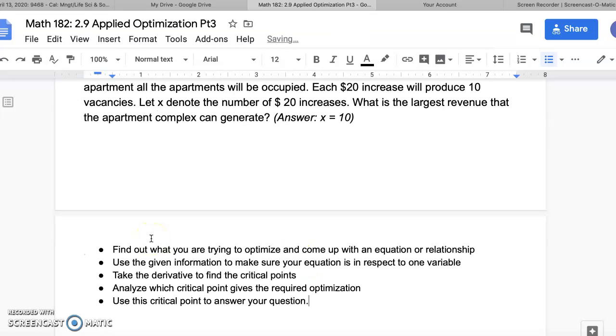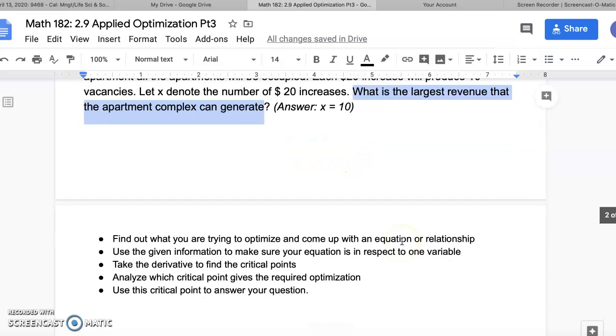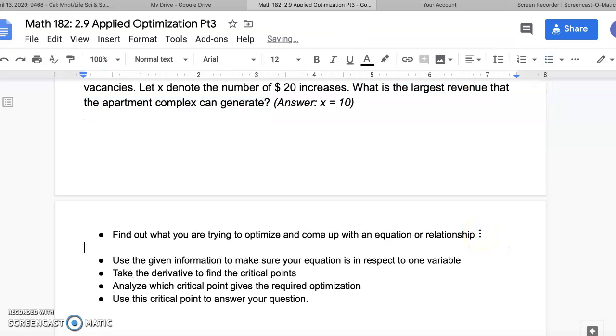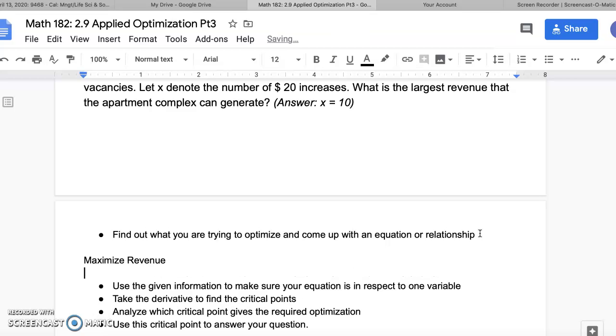So find out what you're trying to optimize and come up with an equation or a relationship. Well, the problem is asking what is the largest revenue that the apartment complex can generate. So we're trying to maximize our revenue. So let's write this out. Maximize revenue. Now, what is revenue going to equal?